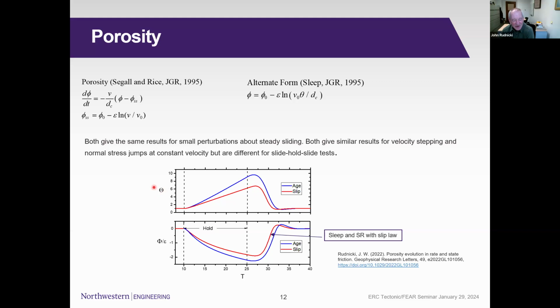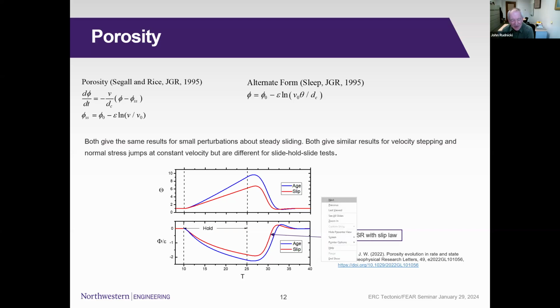This shows the change of the state variable. I should say too that they're also similar for the velocity stepping tests and for normal stress jumps at constant velocity. But for the slide, hold, slide test, they're different. The top graph shows the state variable, the bottom, the change in porosity normalized. You can see that there is some difference between them. The Sleep law turns out to be equivalent to the Segall-Rice form with the Sleep equation with the slip law.